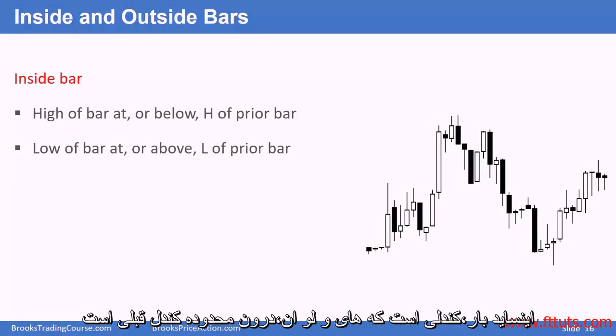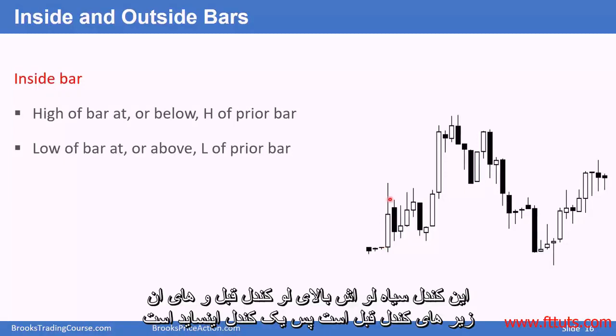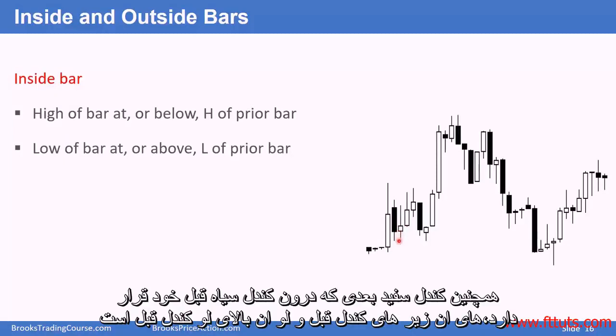And an inside bar is a bar where its high and low are within the range of the prior bar. This bar, the low is above that low, the high is below that high, so this black bar is an inside bar. And look at the next bar. This white bull body is inside of the black bar. Its high is below that high, and its low is above that low.